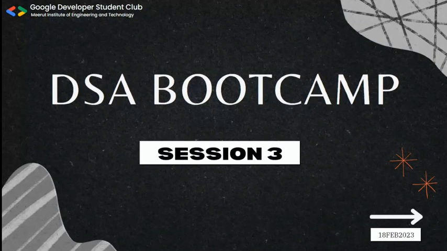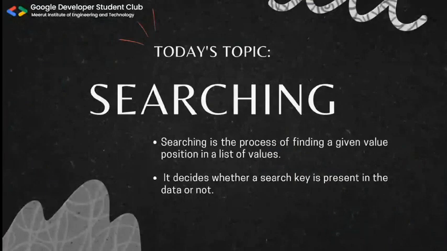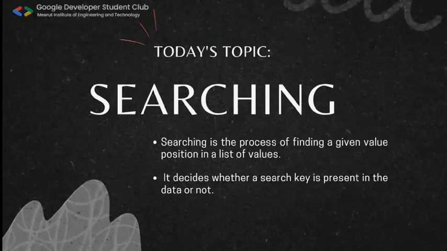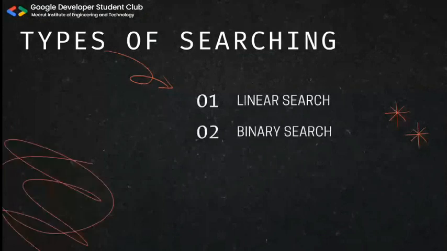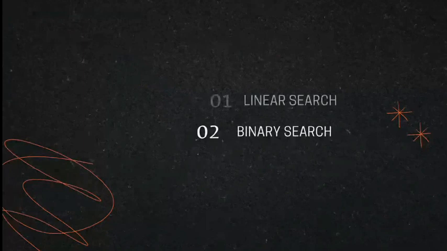Hello everyone. So let's get started with today's topic, that is searching. So what is searching? Searching is basically a process of finding a certain element inside a list of different values. It determines whether an element is present inside the data or not. So there are basically two types of searching, that is linear search and binary search. Now let's look into each one of these one by one.